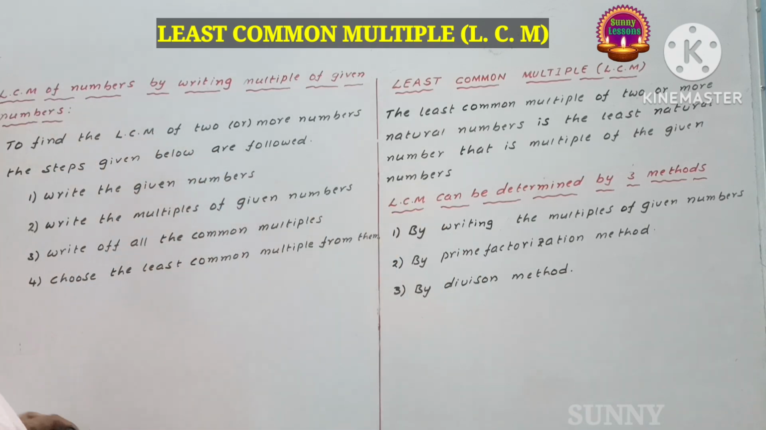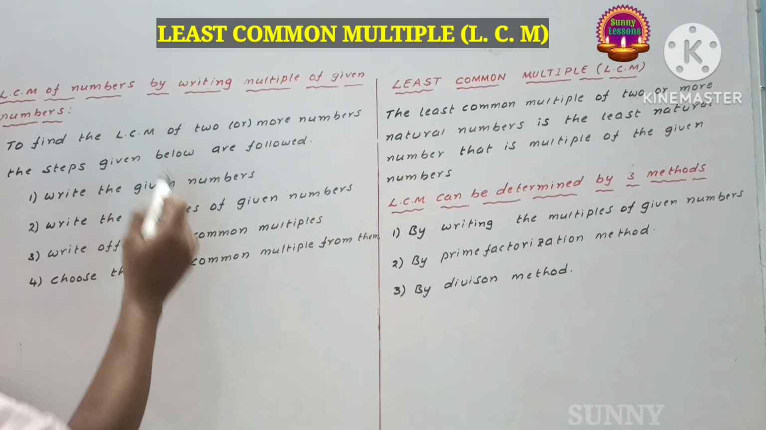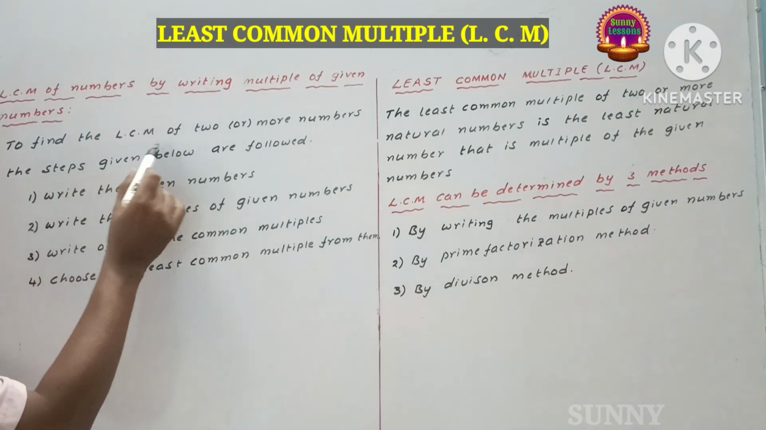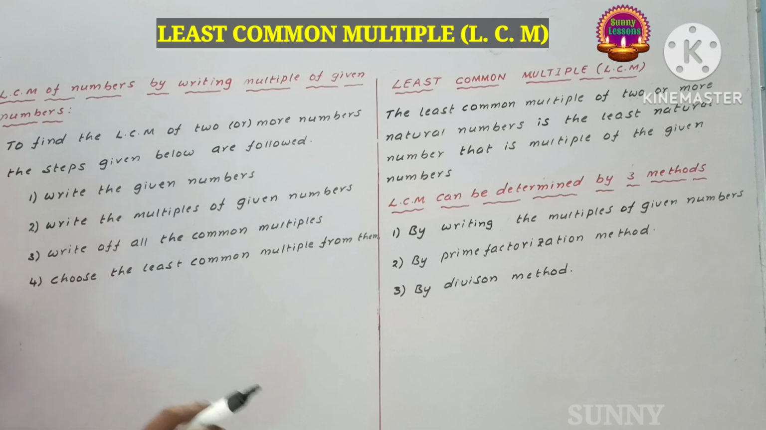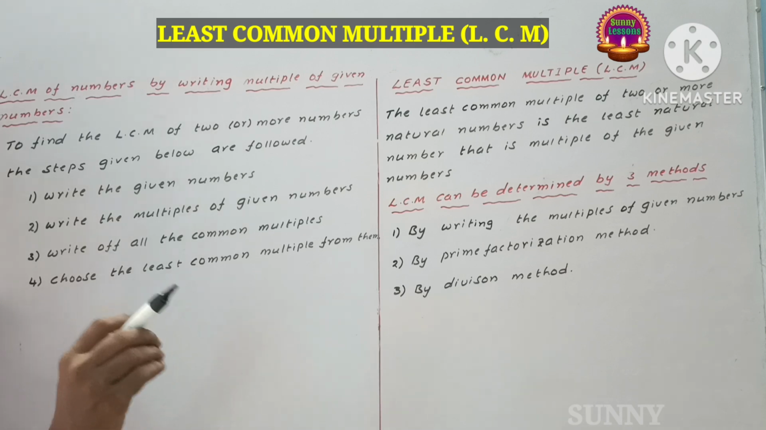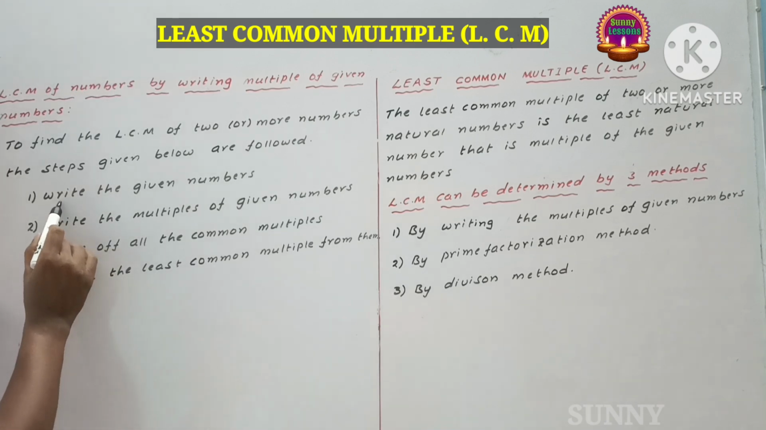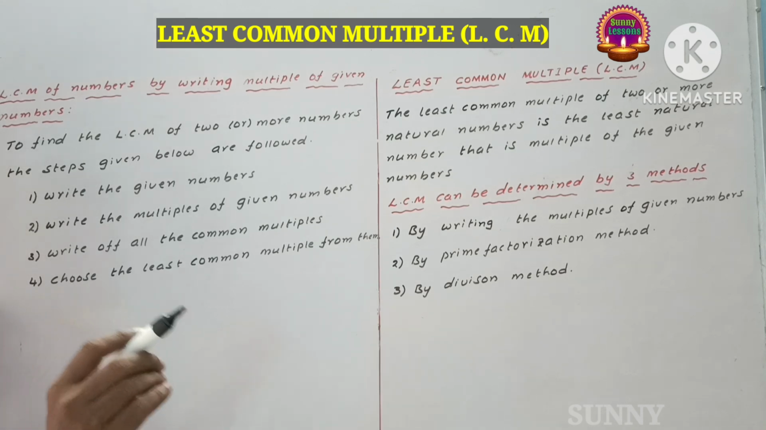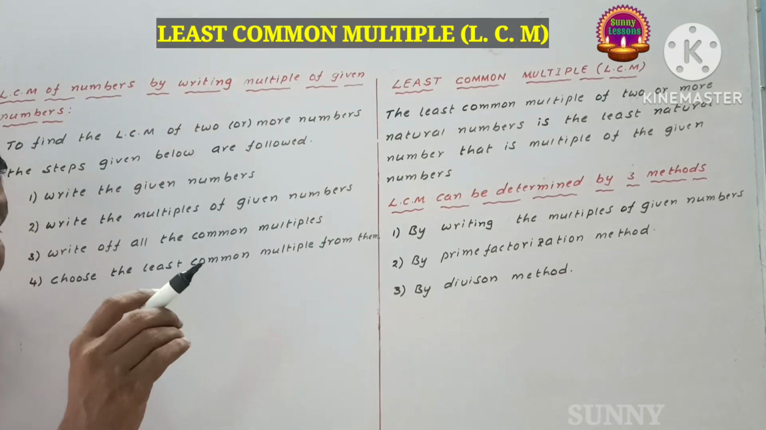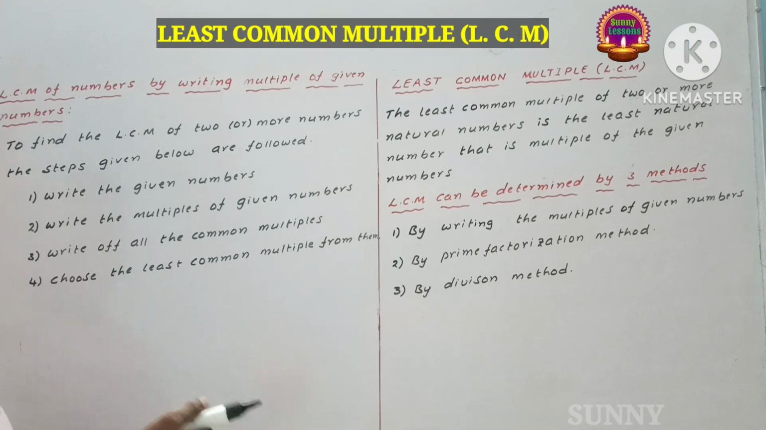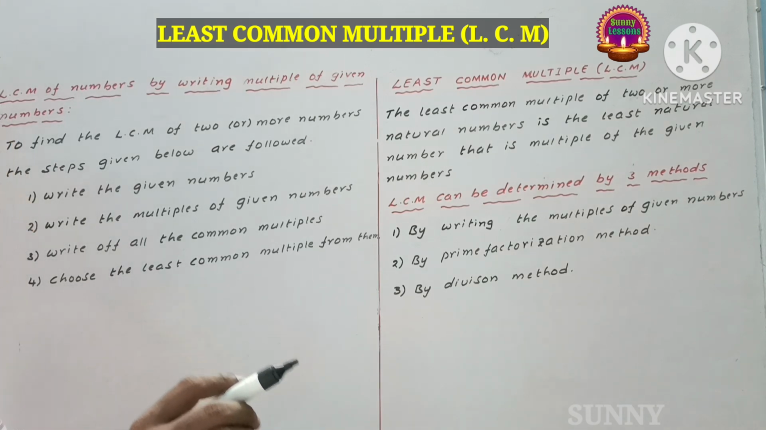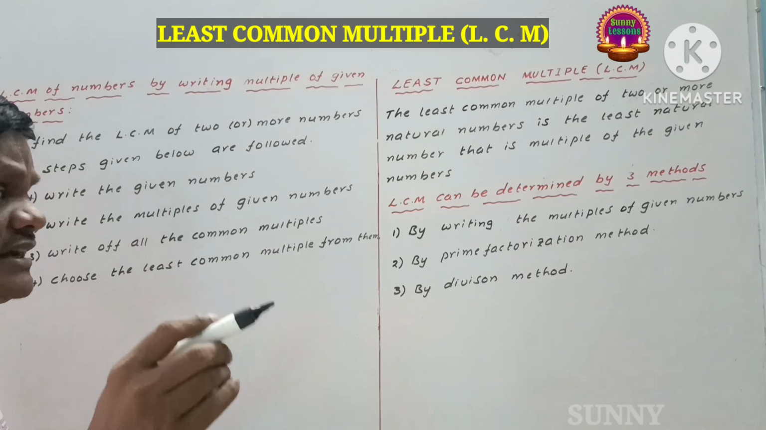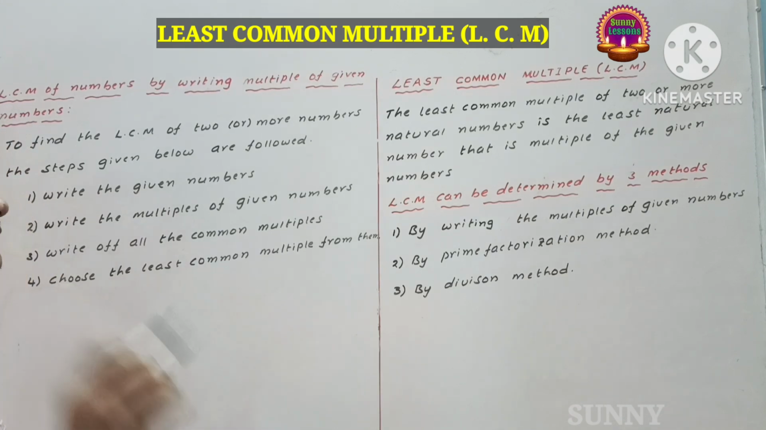First, we find the LCM of the numbers by writing the multiples of the given numbers. To find the LCM of two or more numbers, the steps given below are followed. First, write the given numbers. Second, write the multiples of the given numbers. Third, write all the common multiples. Fourth, choose the least common multiple from them.